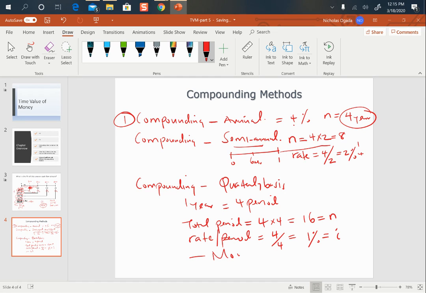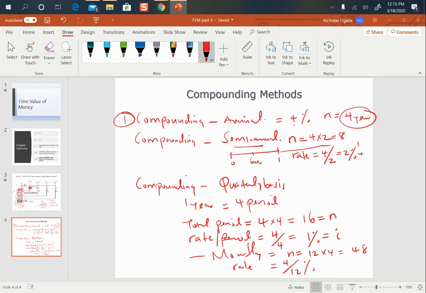If this was a case of compounding on a monthly basis, we have 12 months in a year, and therefore your N, the total periods, will be 12 months in a year times 4 years. Your rate will also change: you take the 4% given and divide by the 12 periods in a year, and this will be your rate. So keep in mind those values will change depending on the compounding method in any particular problem you're looking at.